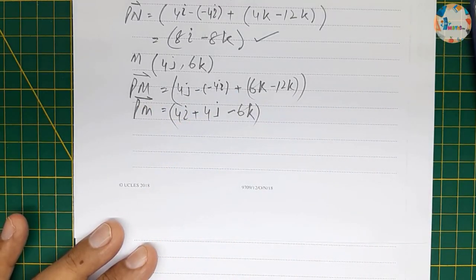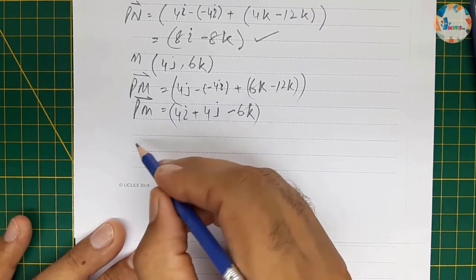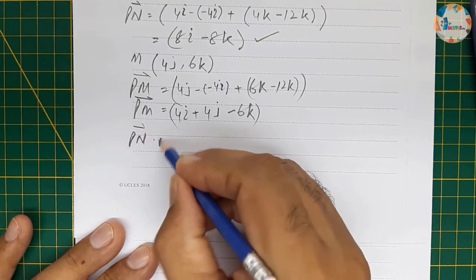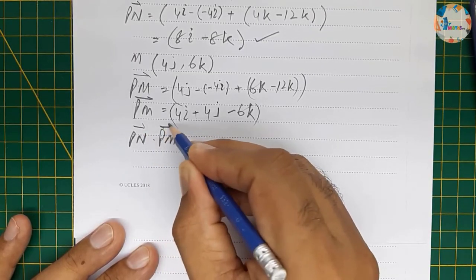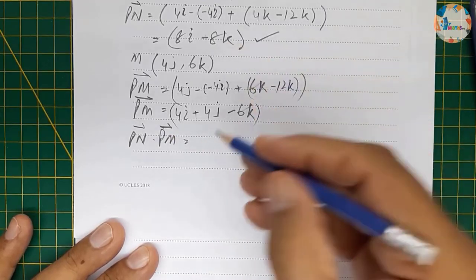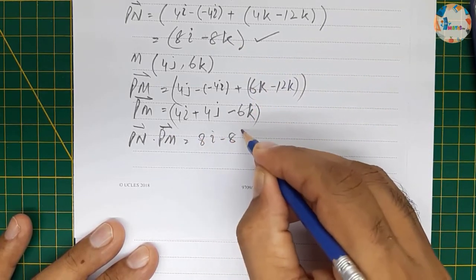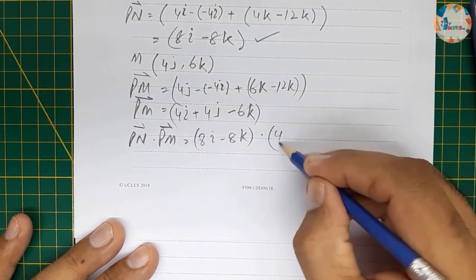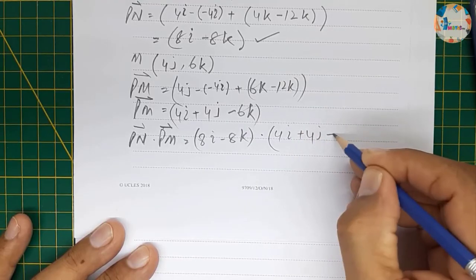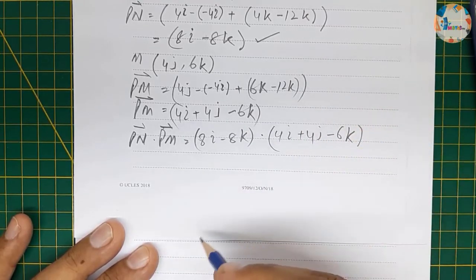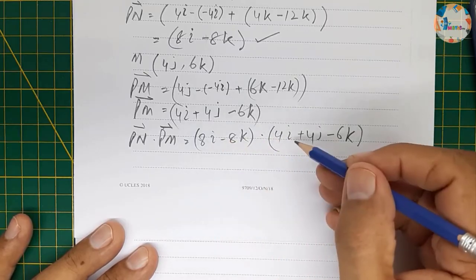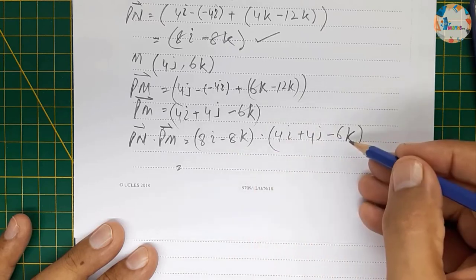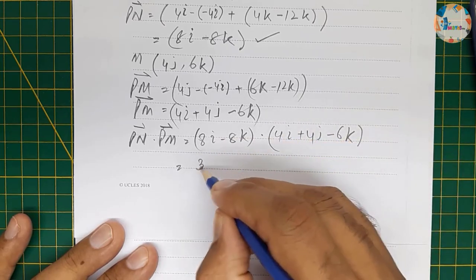After finding the PM vector, we can find the dot product of the PN vector and the PM vector: 8i minus 8k dotted with 4i plus 4j minus 6k. i dot i will be 1, i dot j will be 0, and i dot k will be 0, so we just take i dot i, which gives 32.